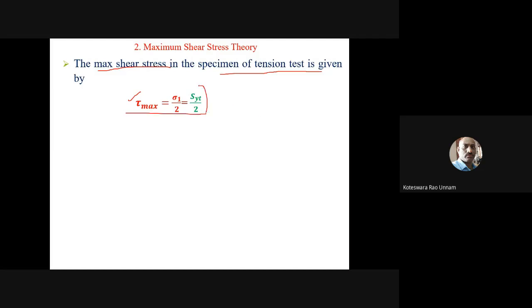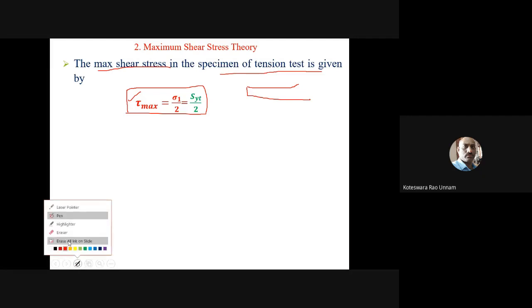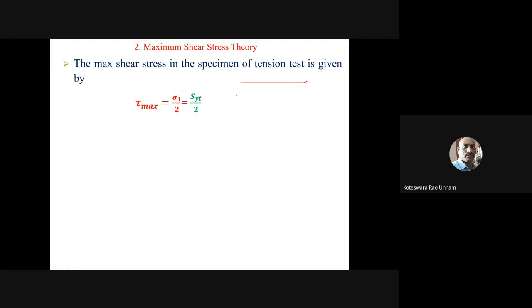How did I get this SY by 2 or sigma 1 by 2? I said it is a simple tension test. In a simple tension test, it is uniaxial loading. We know a component subjected to only axial loading, so it is sigma 1. Our load is a tensile load. So let us take the stress induced as sigma 1 only. If you take the normal stress on any plane here, you have only normal stress, that is sigma 1.